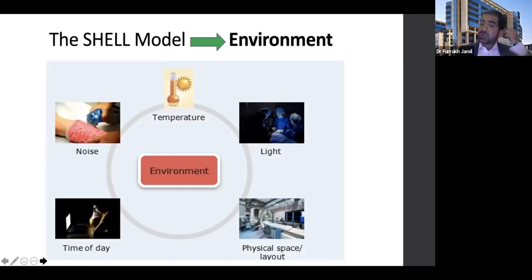Now, environment is very important, and I'm sure I don't need to explain it further. If you're tired, your efficacy will decrease. If your environment is very cold, very warm, your efficacy will decrease. Similarly, the way your workspace is designed, the way your lighting is designed, it all affects. We are human. So anything around the environment which affects us eventually affects our performance, and which can end up affecting the patient as well.